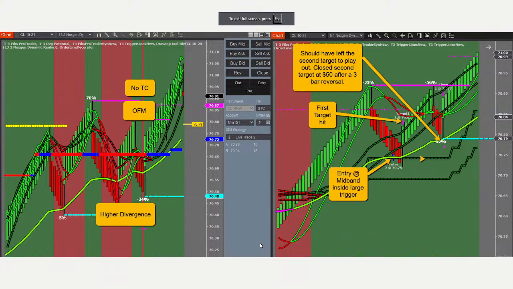Ollie, one of my best students, higher divergence, odds favorable momentum, no termination conditions, perfect pullback to the mid band, right at those triggers, first profit taken. Oh, and you chickened out. Ollie. Send me your phone number. I'm going to call you and reprimand you. I was just singing your praises.